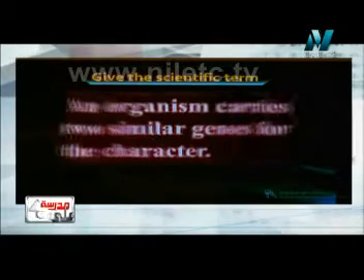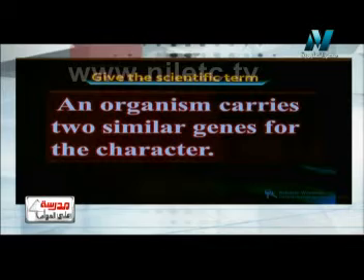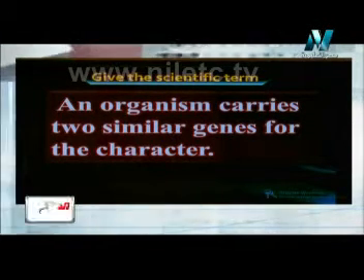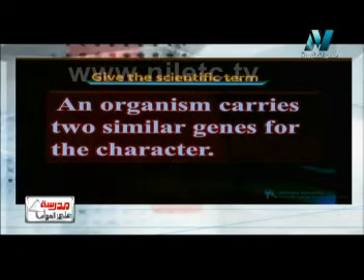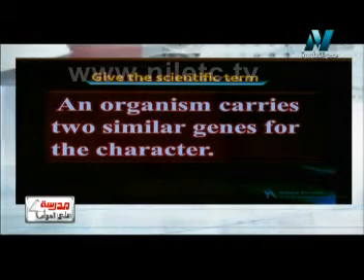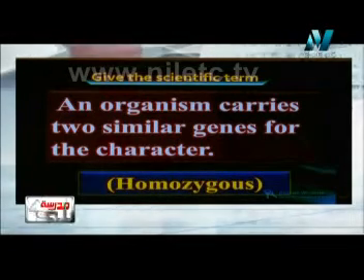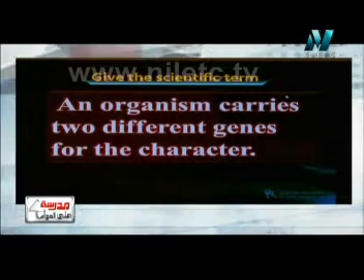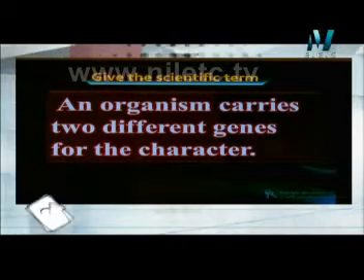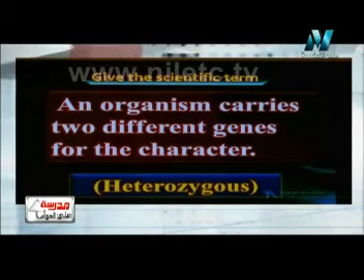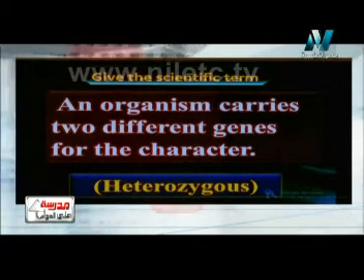The next question. An organism carries two similar genes for the character. The organism which carries two similar genes for the character is called homozygous or pure individual. But two different genes is called heterozygous. An organism carrying two different genes for the character is heterozygous, but two similar genes of the character is homozygous. The next.